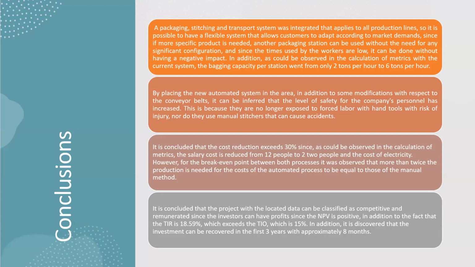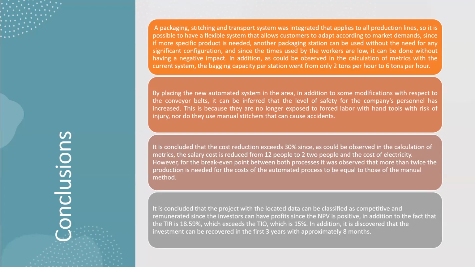And here we have the conclusions. First one, a packaging, staging and transportation system was integrated that applies to all production lines. So it's possible to have a flexible system that allows customers to adapt according to market demands. If a more specific product is needed, another packaging station can be used in parallel without the need for any significant configuration, since the times used by the workers are low.